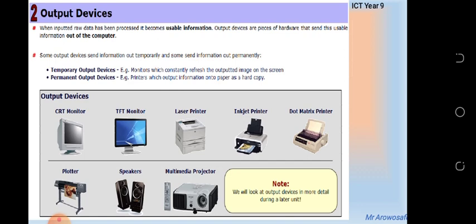Then on the screen you can see the three types of printer. Here we have laser printer, we have inkjet printer, and we have dot matrix printer. Now the next one is plotter. Plotter is an example of output device that we normally use in the industrial company. We use it to print large size of document.